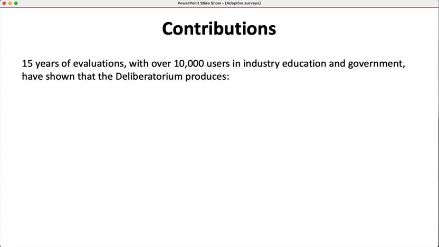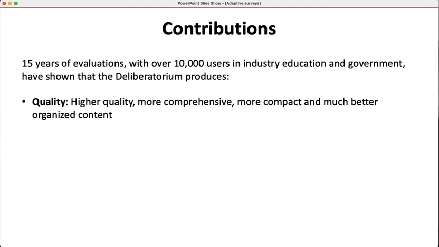As I mentioned, the tool was initially implemented about 15 years ago, and we have conducted roughly 15 years of evaluations since then, with over 10,000 users coming from engagements with industry, education, and government, with large and small companies that include Intel and British Petroleum and Siemens, the Federal Bureau of Land Management, and so on. These evaluations have shown that the Deliberatorium produces high quality summaries of the knowledge of the crowd as compared to conversational type tools. Higher quality, more comprehensive, more compact, and much better organized.